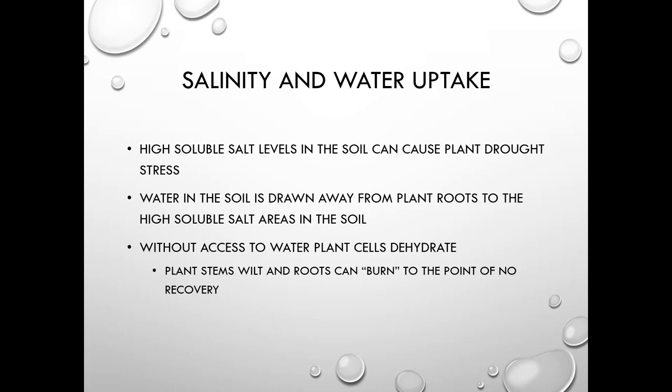Salinity can also affect water uptake. High soluble salt levels in the soil can cause plant drought stress, and these levels are usually attributed to a lot of fertilizer. The water in the soil is drawn away from the plant roots to the high soluble salt areas of the soil, and without access to water, plants dehydrate. Then the stems wilt and roots can burn to the point of no recovery.